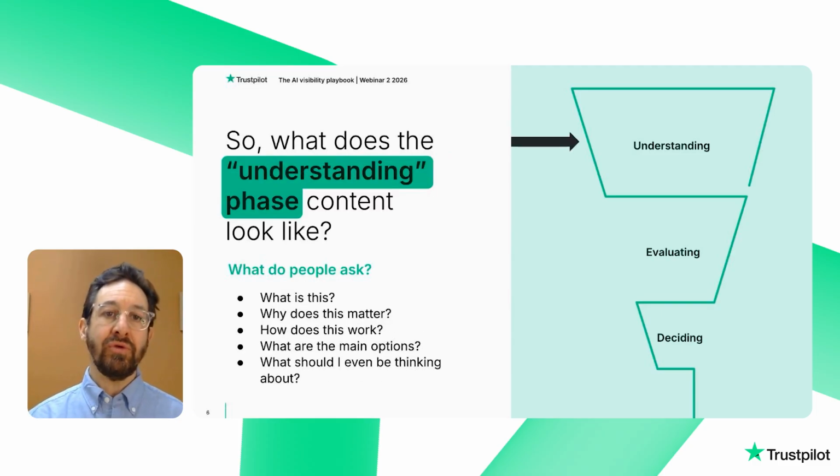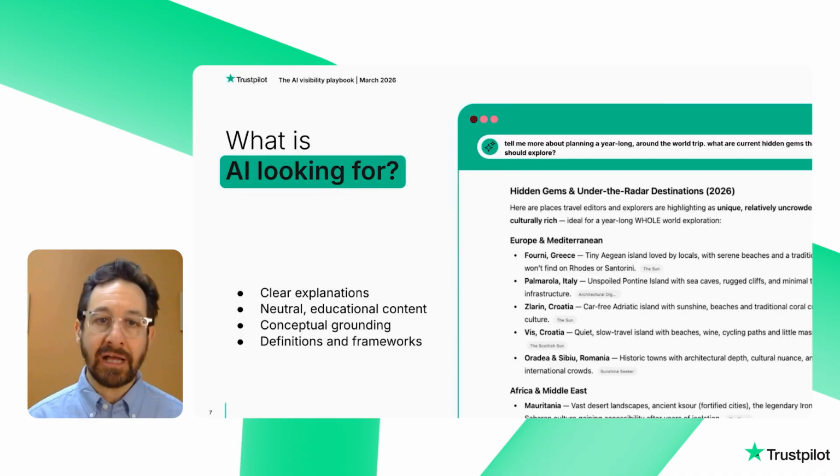So let's go through the different phases and think about what people are going through. What are they asking at different parts of this funnel? At the top of the funnel, when they're trying to understand something, they're probably asking broad questions. What is this all about? Why does this matter? How do these things work? What are different options within this topic? And how should I be thinking of it, right? So really broad topical questions that people ask. And in these cases, AI systems are looking for clear explanations.